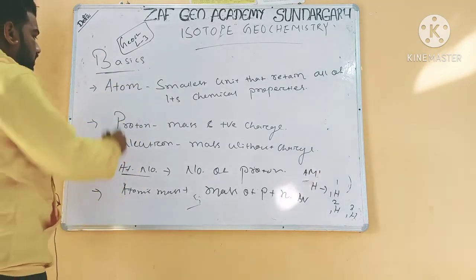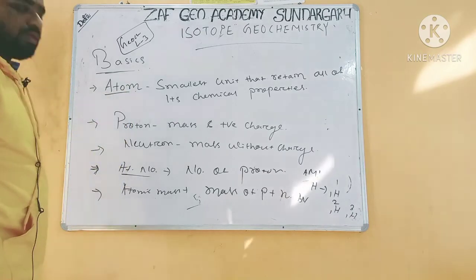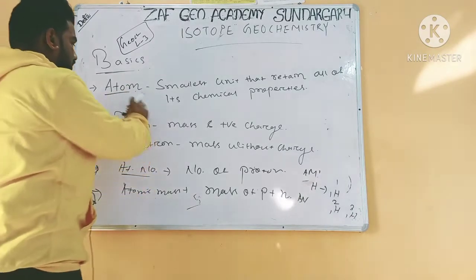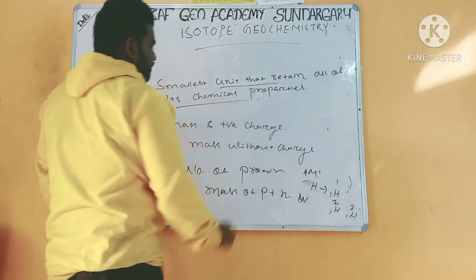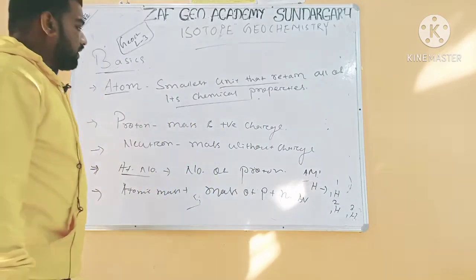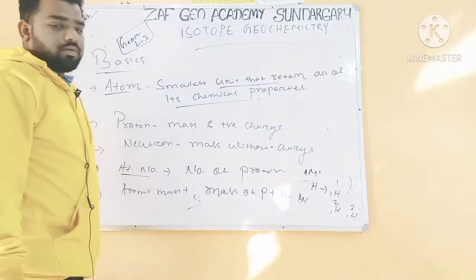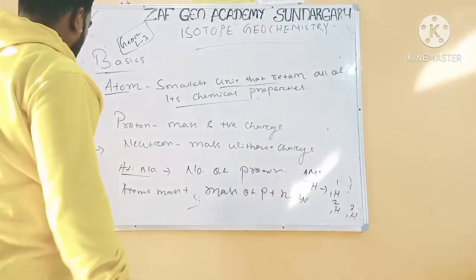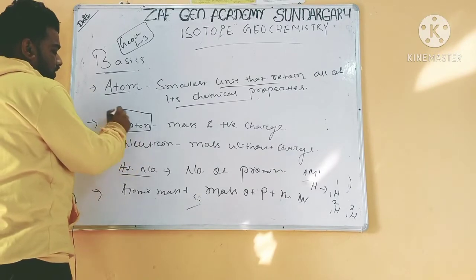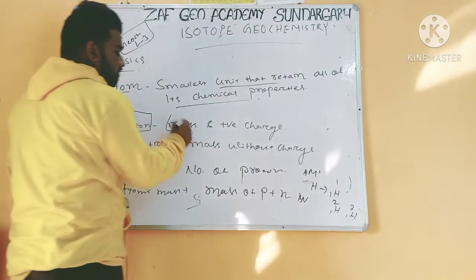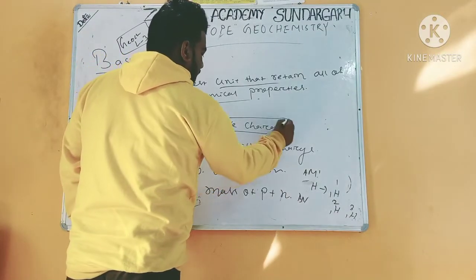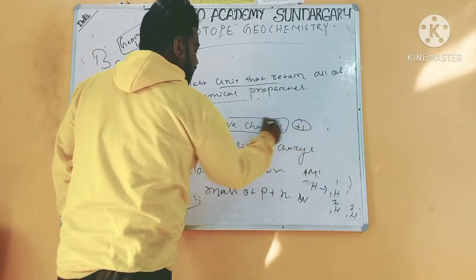So first I have written here atom. You know atom from your childhood days. This is the smallest unit that retains all of its chemical properties. So it is the smallest unit that can retain all the chemical properties of an element. Now proton means it possesses some mass and it must have some positive charge. That is, we take +1 unit.